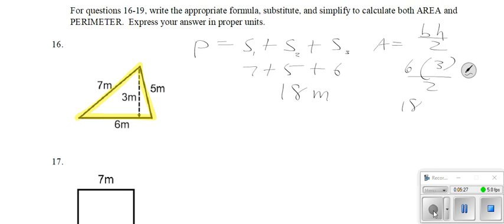Equals 18 divided by 2, and then I actually just put it like this. And my units are going to be square meters. Make sure you include square meters for your area. If you make a mistake and put meters or forget to put units, you will lose half a mark for not having completeness. Okay, we'll erase this.